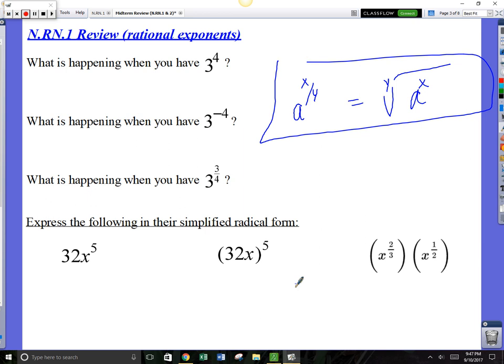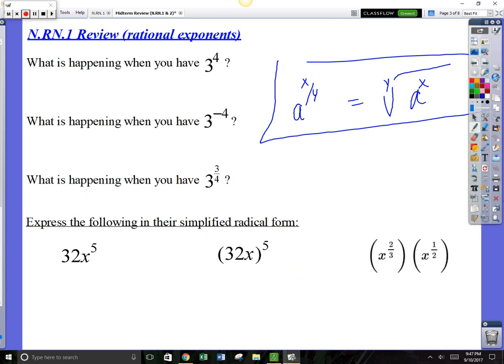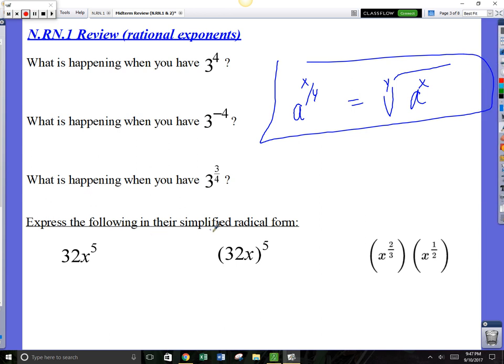So these first 3: express the following in their simplified radical form. So these are given in exponential form. So let's morph them to radical form. Okay, now this is kind of a tricky guy. So the 32, it has an exponent of 1, and the x has an exponent of 5.